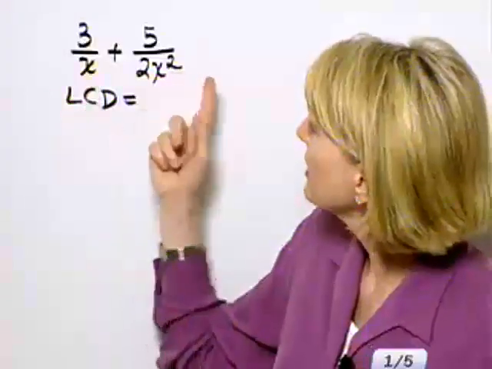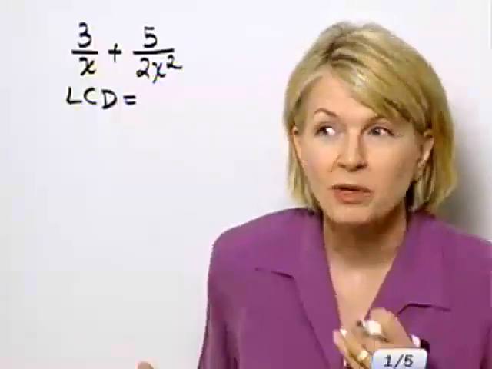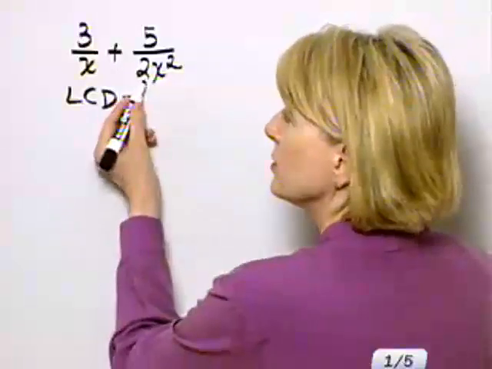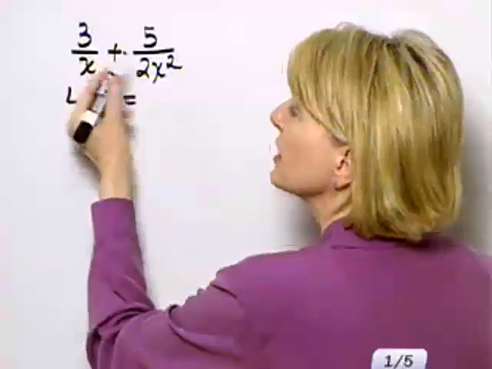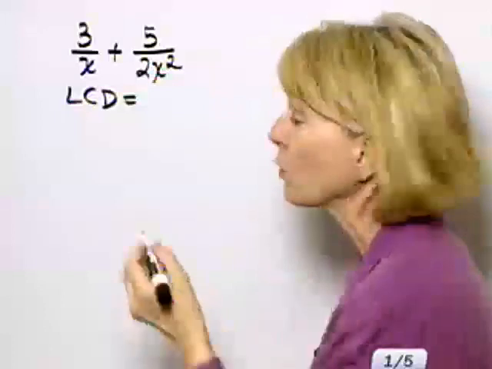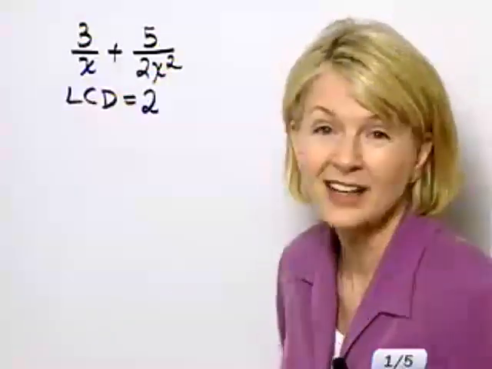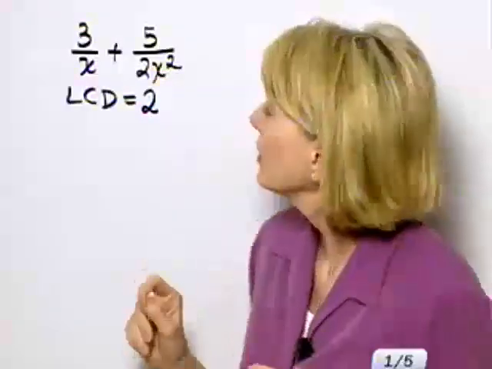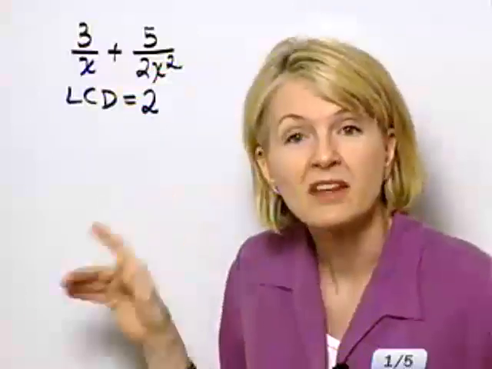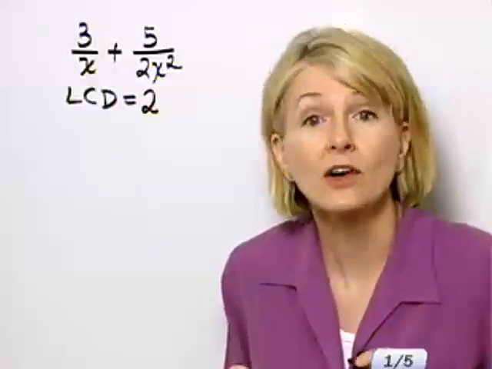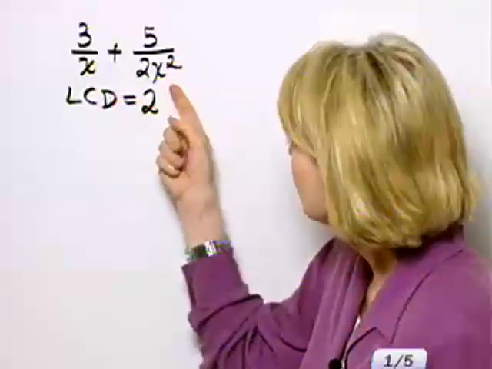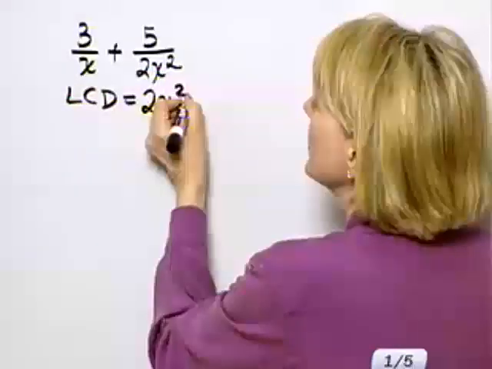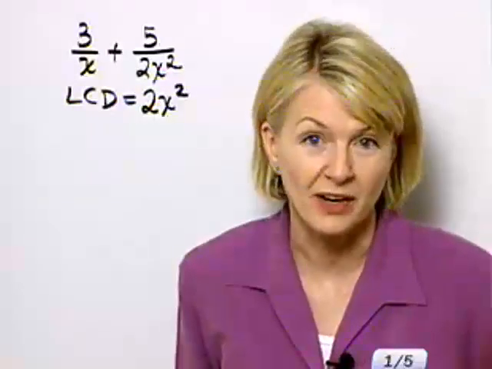Notice I have a denominator of x and 2x squared. Remember, we look at the unique factors in each denominator. Here's a unique factor of 2. It occurs once here, does not occur there, so I'll write that down once in my least common denominator. Here I have a factor of x squared. What is the most number of times that that unique factor x occurs in any one denominator? It's 2 times, or x squared. So I'll also have an x squared, and my least common denominator is 2x squared.